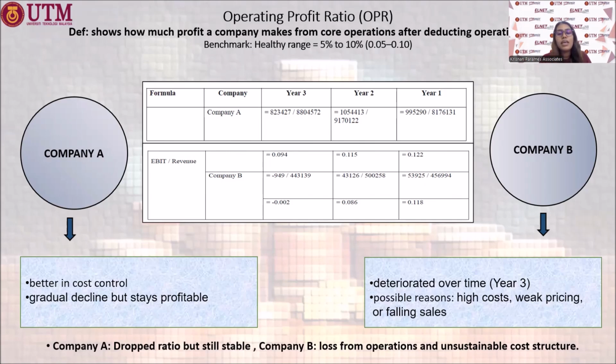However, company B deteriorated over time. From 0.118 in year 1, it shows a negative value of 0.02 in year 3. This deterioration could be because of high costs, weak pricing, or falling sales. So company A dropped in its ratio but is still stable and still able to control costs. But company B has losses from operations and an unsustainable cost structure.